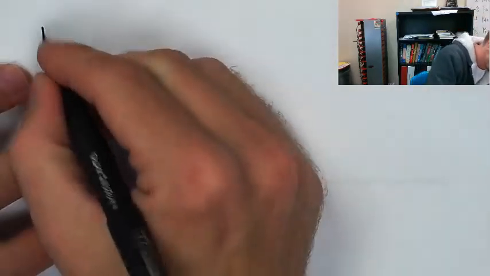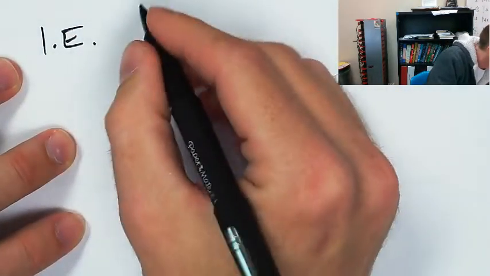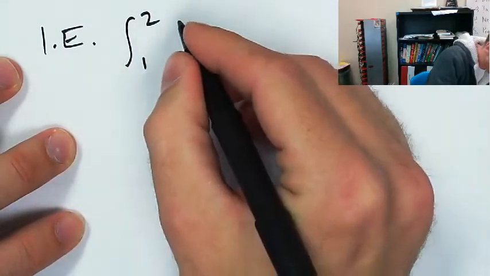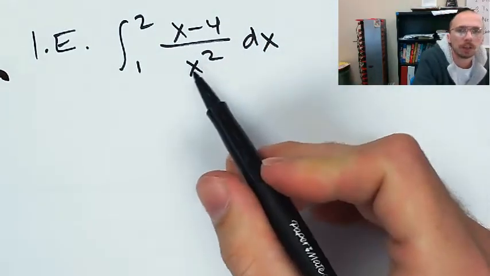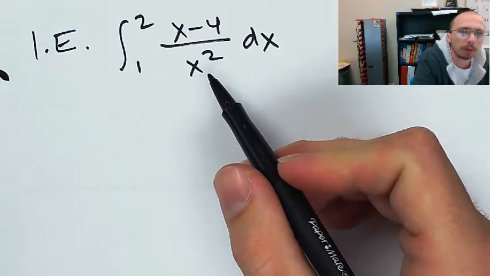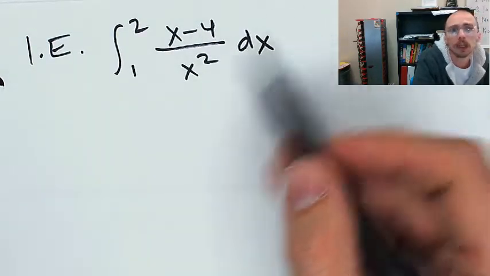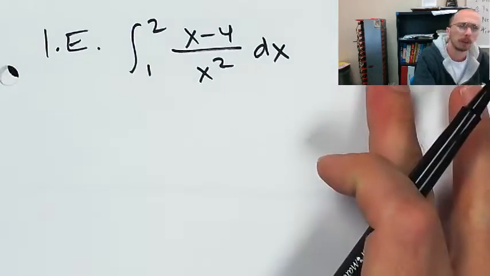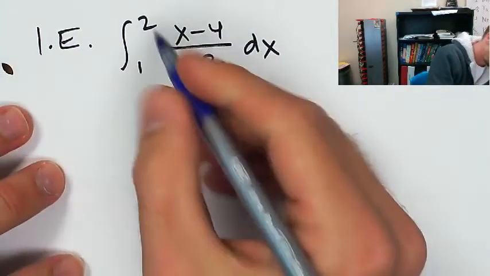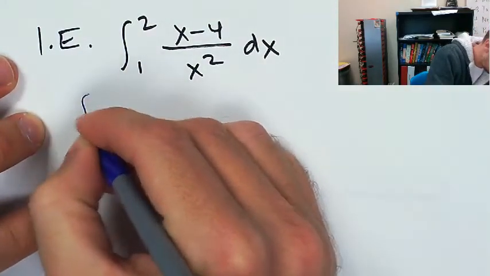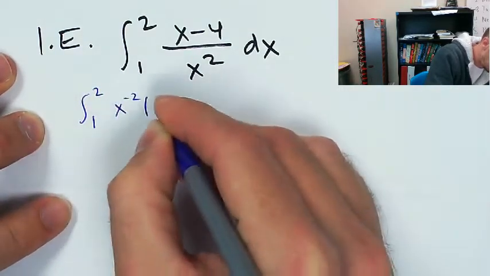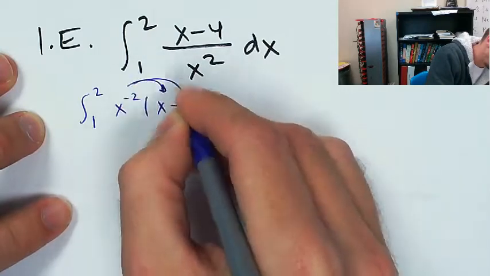Oh, E, okay, we're going to have one that doesn't require partial fractions. And let me copy that one real quick. Because it's one term in the denominator, I can just write that in the numerator as a negative power, distribute it, and be much better off. So I'm going to take the x to the 2 in the denominator, and I'm going to say that's the integral from 1 to 2, x to the negative 2 times x minus 4. And then I'm going to use distribution.